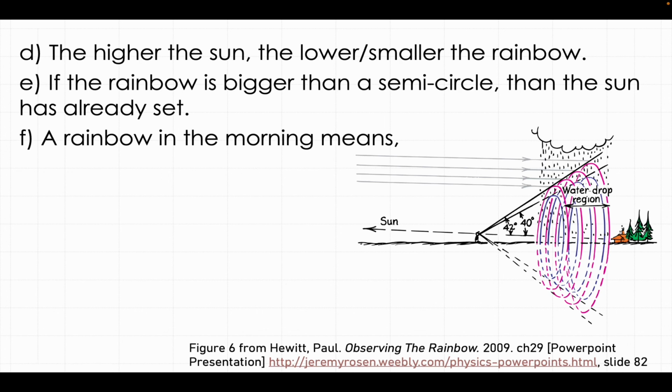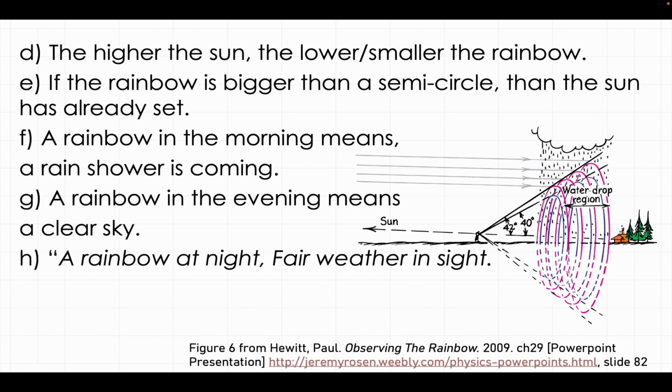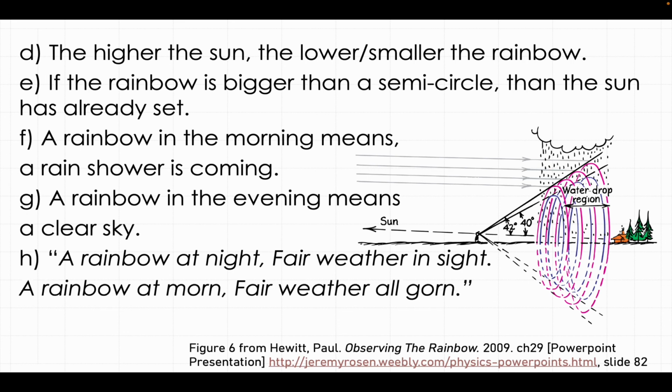Now, there is some lore about weather predictions that can be made based upon the rainbow. So if you see a rainbow in the morning, since we get our weather from the west, this means that a rain shower is coming because the raindrops are coming towards you. If the rainbow is in the evening, this means the rain has already passed, and so you're going to be looking at a clear sky. Some weather lore is: a rainbow at night, fair weather in sight, a rainbow at morn, fair weather all gone.